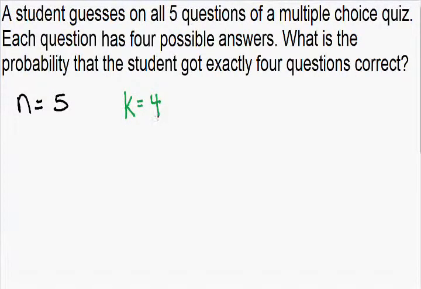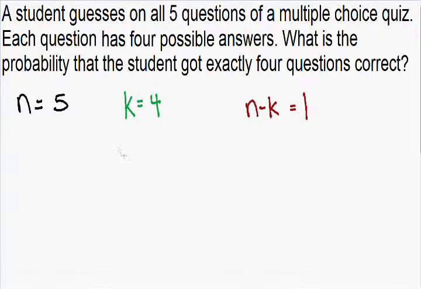So we know if there's 5 total questions on the quiz and the student got 4 correct, that means that he must have got 1 incorrect. And we can write the number that he got incorrect, or the failures, with the letters n minus k. The total number n, which is 5, minus the number right, k, 4, 5 minus 4 is equal to 1.